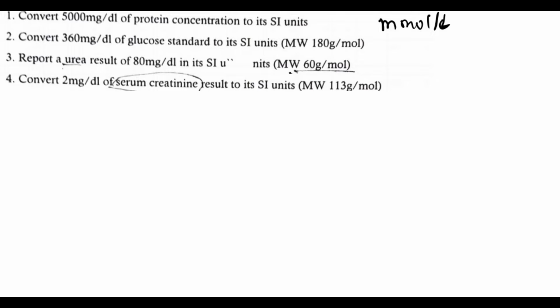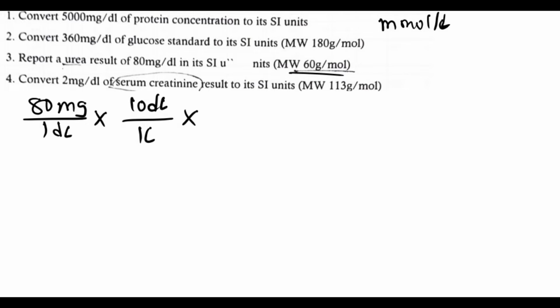So we've been given the molecular weight as 60 grams per mole. So I'm going to say 80 milligrams divided by 1 deciliter times. Then I'll do the same. I'll say in 10 deciliters I've got 1 liter. Then I know that these can cancel out. What else? I know that in 1 gram, I'm converting now milligram, I've got 1,000 milligrams. Milligram and milligram will go. I've remained with liter down and gram.